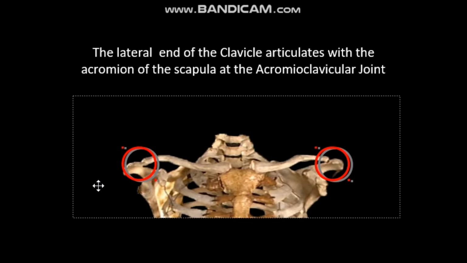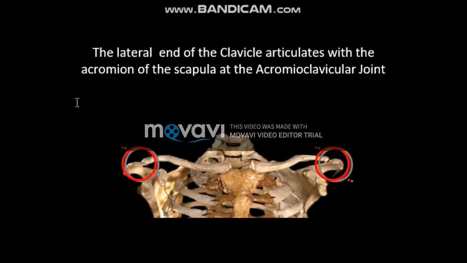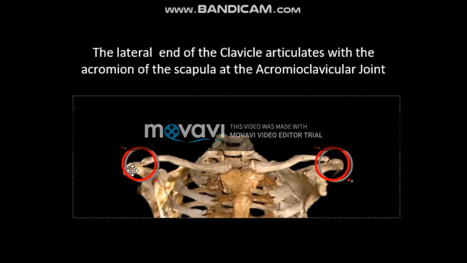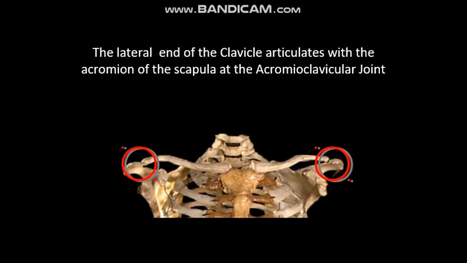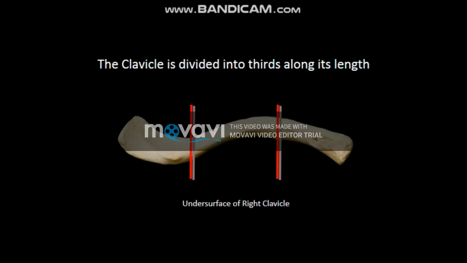Come to the lateral end. This is the lateral end, which has the scapula, and here will be the humerus. The lateral end of the clavicle articulates with the acromion of the scapula. Acromion is the process present in the scapula, and together with the lateral part of the clavicle it forms the acromioclavicular joint.